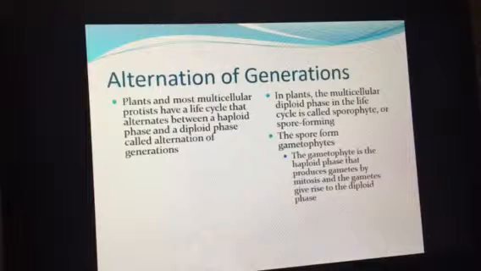So in plants, a multicellular diploid phase is called a sporophyte, and they form spores, kind of like what you would see on a fern. And the spores form gametophytes. A gametophyte is part of the haploid phase, and that produces gametes by mitosis, and then the gametes give rise to the diploid phase. And so basically, sporophytes will then form gametophytes, and these gametophytes will then form the gametes that make our zygote.